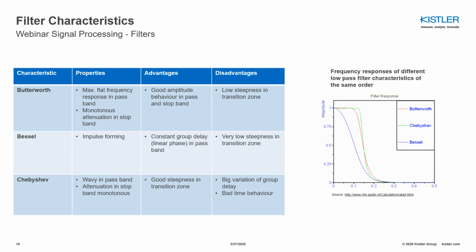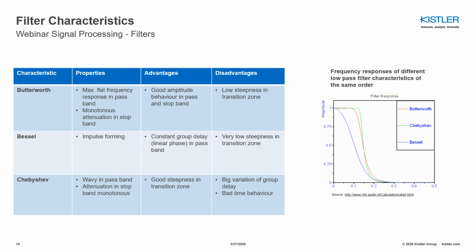In the end, it really depends on the application requirements which characteristic is the most suitable. When we have a look at the Butterworth characteristic, the properties here are a maximally flat frequency response in the passband and a monotonous attenuation in the stopband. You can clearly see this in the frequency response on the right. So the red curve, which is the Butterworth characteristic, is very flat in the passband.